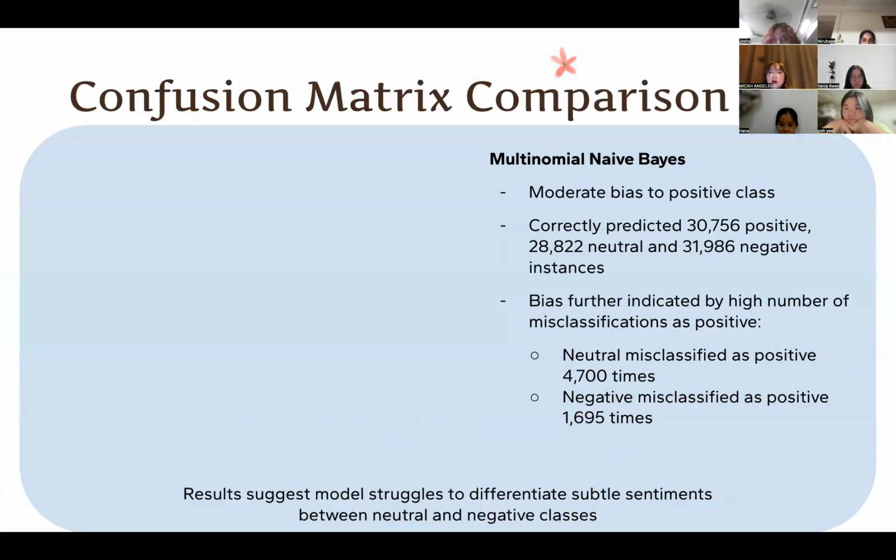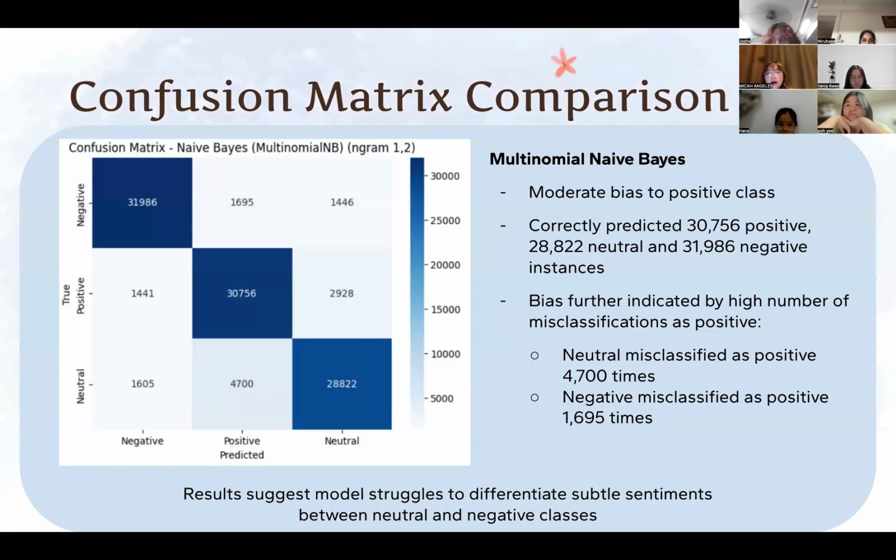Next. Looking at the confusion matrix for naive Bayes, we can see that while the model performs well overall, it still shows a slight bias towards predicting the positive class. NB correctly identifies a large number of positive, neutral, and negative instances, but we can also see that neutral and negative reviews are sometimes misclassified as positive. This indicates that naive Bayes still struggles with the subtle sentiment boundary between neutral and positive. Overall, this matrix confirms that NB performs strongly but still tends to lean slightly towards positive when uncertainty happens.